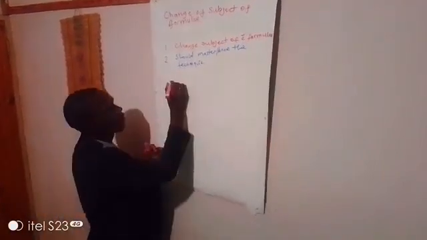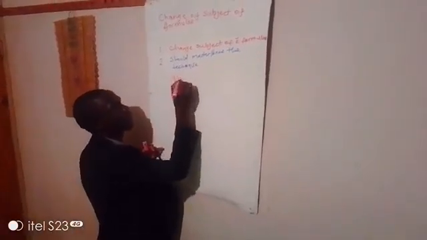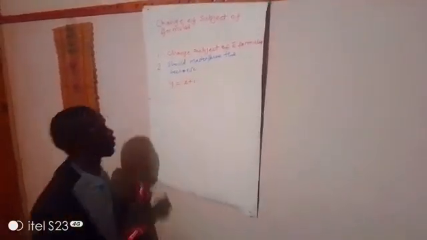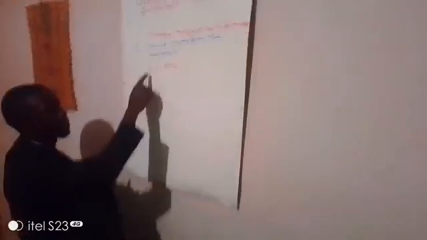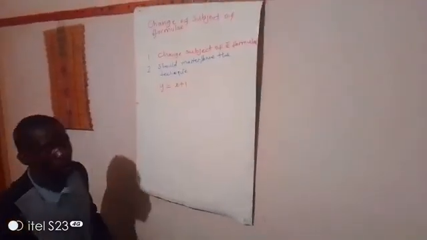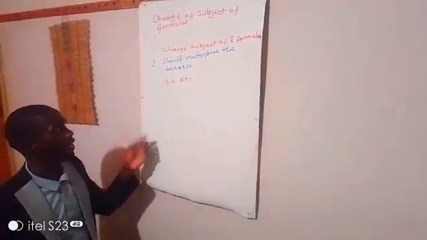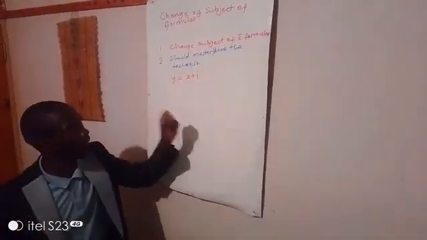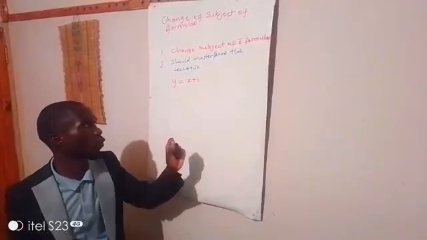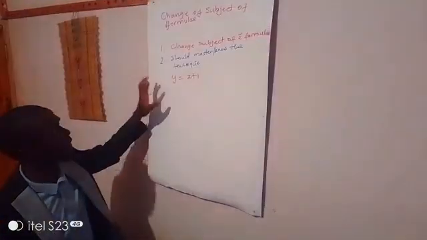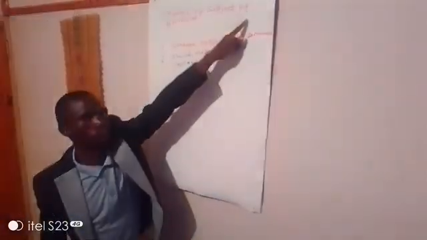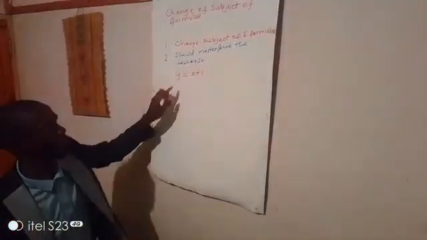Suppose we have something like y is equal to x plus 1. In this case, we are saying y is the subject of the formula. Why? Because it is alone on one side of the equal sign. It is this variable that is being solved for. So our topic today is to change the subject of the formula. In this case, our subject is y.